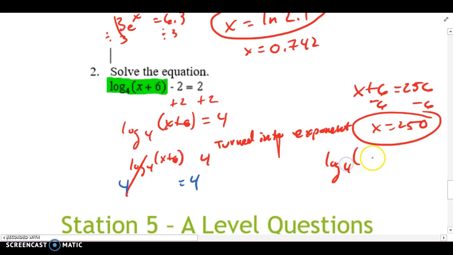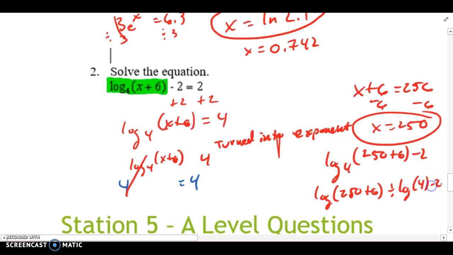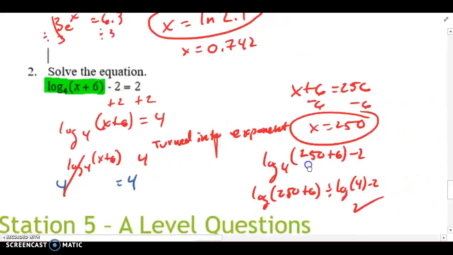We have log base 4 of 250 plus 6, minus 2, and it's supposed to equal 2. I'm going to put in the calculator like this. I'll just put it all in at once. Saves myself some time. So 250 plus 6 divided by log 4, minus 2. I'll hit enter on that, and it does equal 2, so we're good to go. Okay, so I'm going to skip showing you that in the calculator. And that's it.